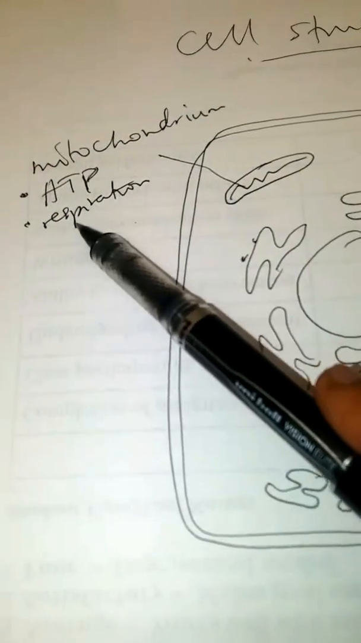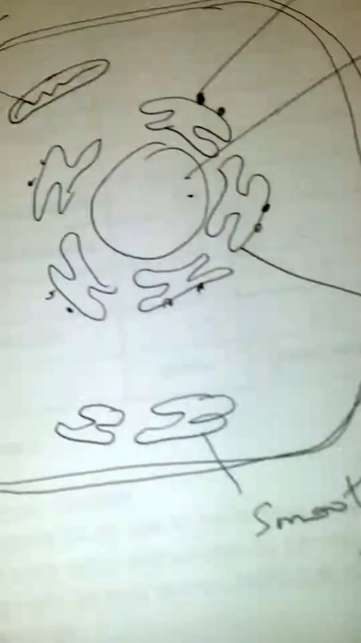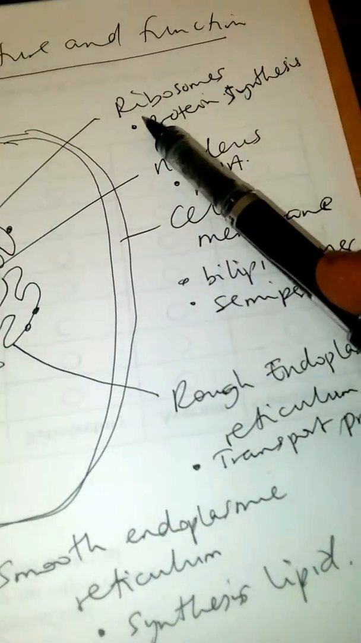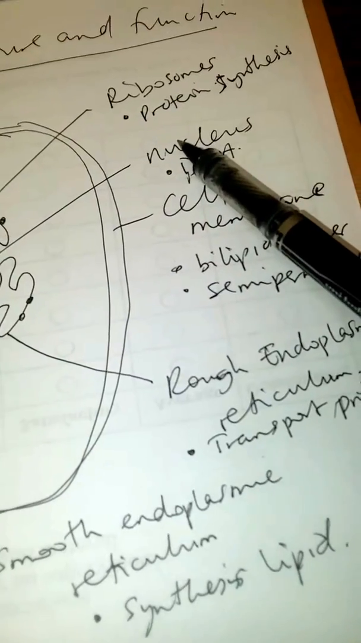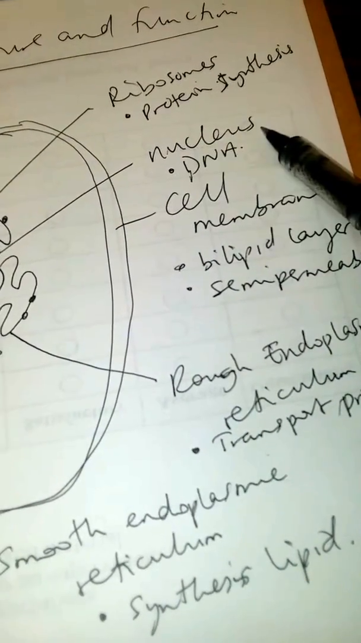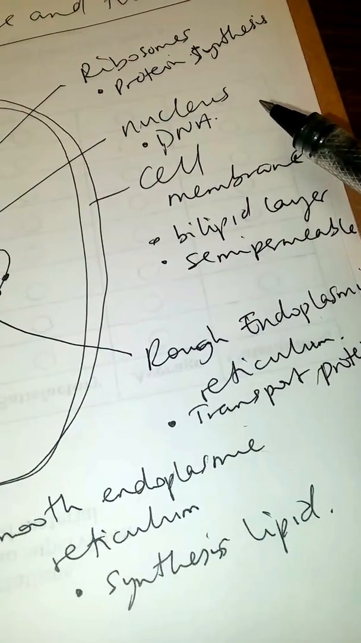So if you see a question that has mitochondrion, think about respiration. Anything with ATP, mitochondrion. Okay, don't forget that. Anything that has to do with protein synthesis, then you're talking about the ribosomes. Remember, ribosomes, protein synthesis. Nucleus, DNA. So if you see DNA somewhere in the question, genetic process, think of nucleus, and so on.